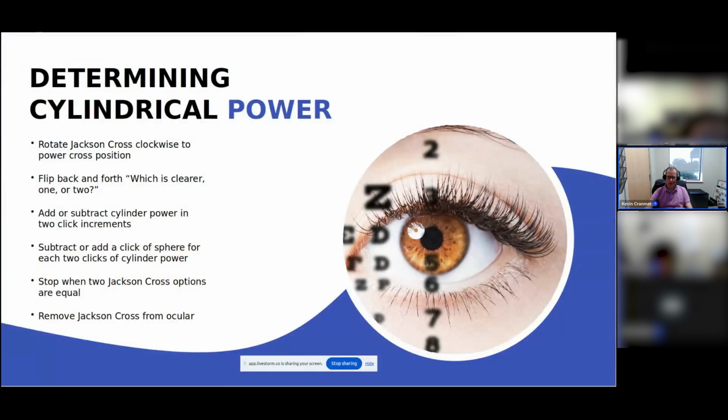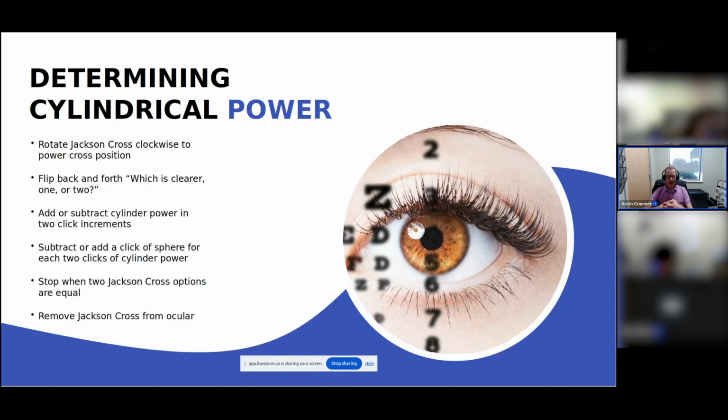So the next thing we're going to do is determine the cylindrical power. And this again, we now just move to the power cross position, which is where the P's line up with the meridian we've set on the phoropter. And again, we're going to flip back and forth and say, which is clearer, 1 or 2? Is 1 better or is 2 better? And you can go back and forth a couple times. The patient will tell you which is clearer.